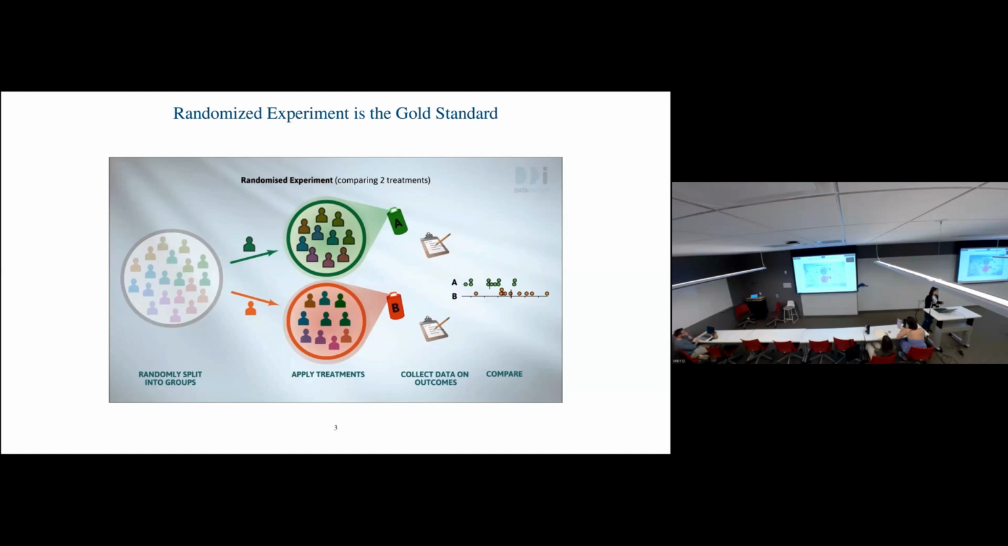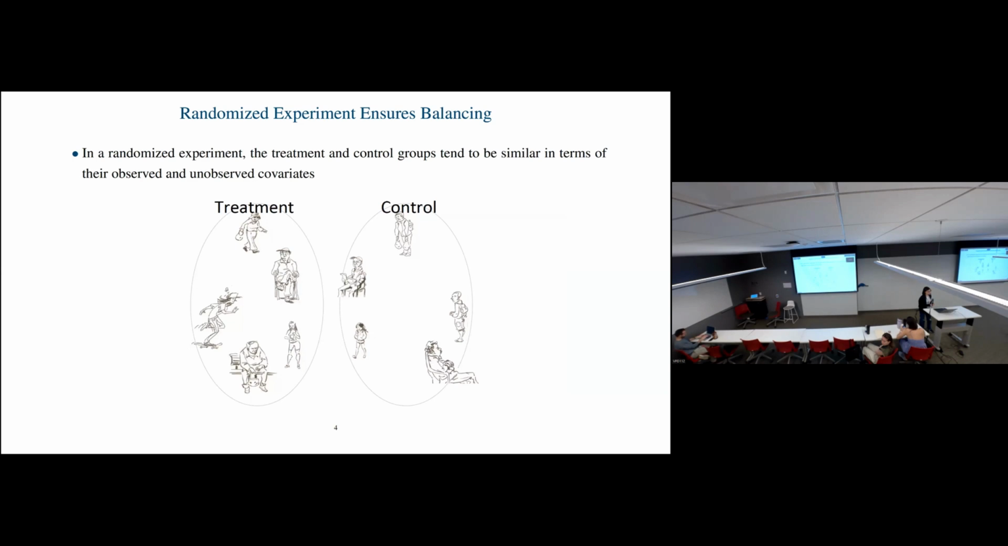And if you observe any differences in their outcome, it is due to the treatment, right, not by other confounding factors. So this is a major advantage of randomized experiment. It ensures the covariate balance, right? It ensures that different treatment groups are comparable in their observed and also unobserved covariates. We can eliminate confounding biases.